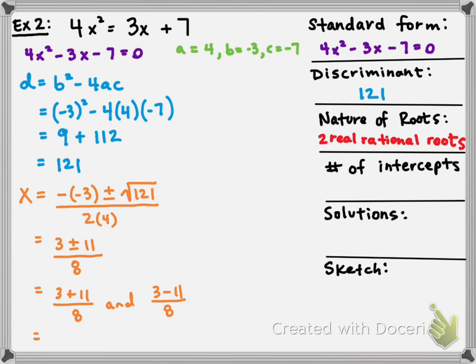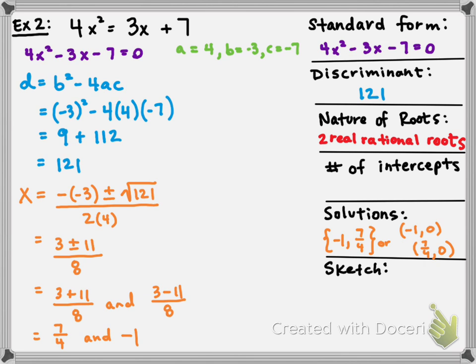Well, 3 plus 11 is 14 divided by 8. Well, they're both even numbers, so I would say that's 7/4. And 3 minus 11, well, that's -8 divided by 8, produces -1. The number of intercepts we have, we're not there. Solutions, though, we have 2. We could claim that it's set notation, -1, 7/4. Or we could claim, let's write them as intercepts, -1, 0, and 7/4, 0.